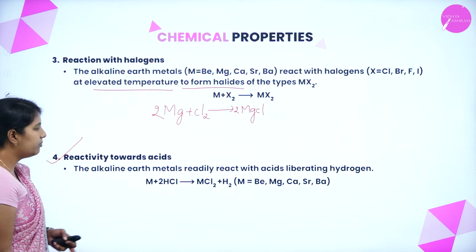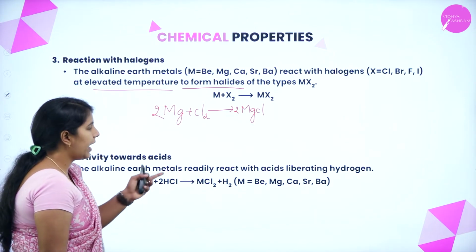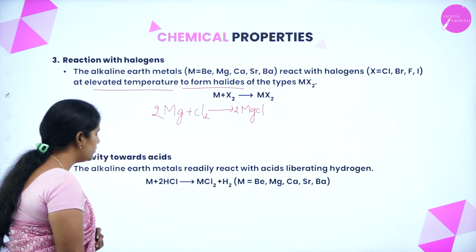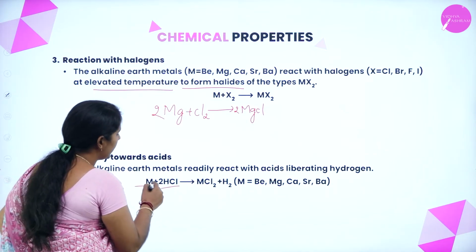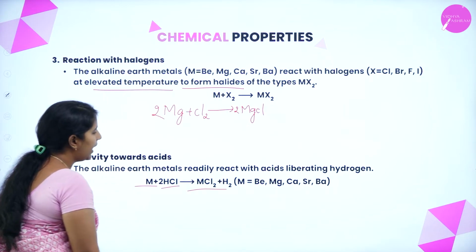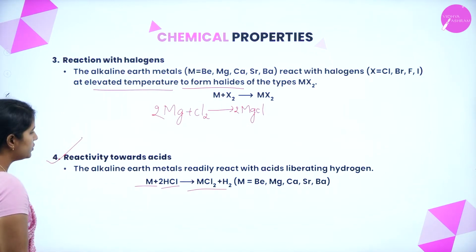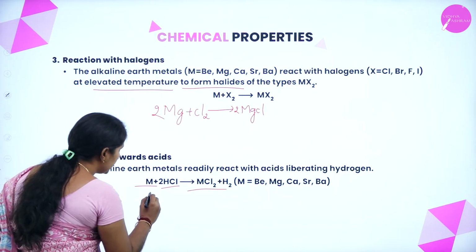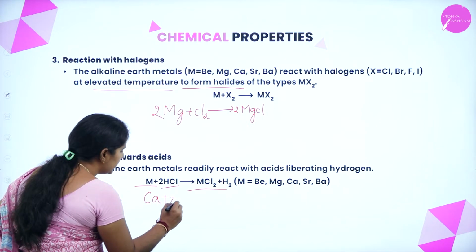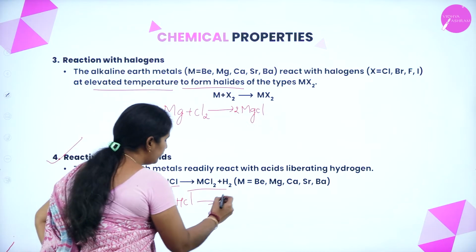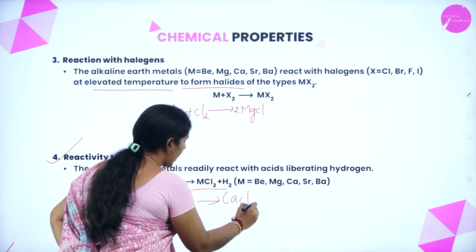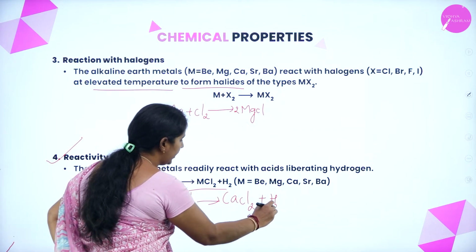Similarly, the reactivity towards acids. The alkaline earth metals can readily react with acids and liberate hydrogen. The general reaction goes like this: metal reacts with HCl, forming metal halide with the liberation of hydrogen. I can take calcium for this. Calcium reacts with 2 moles of HCl to form what? Calcium chloride with the liberation of hydrogen.